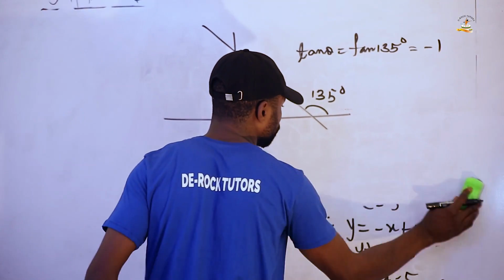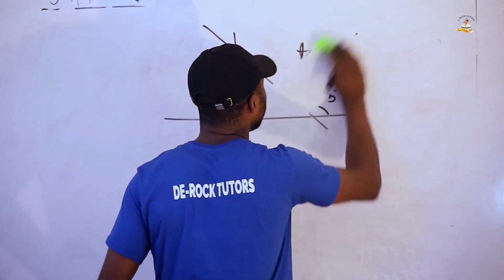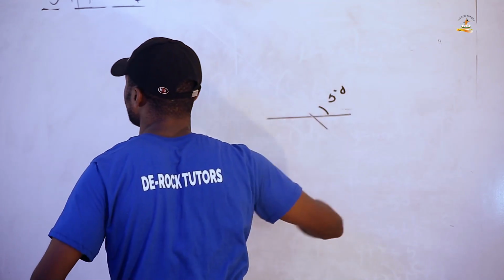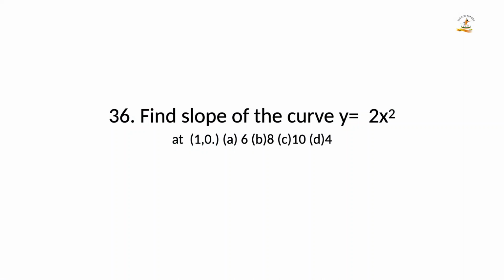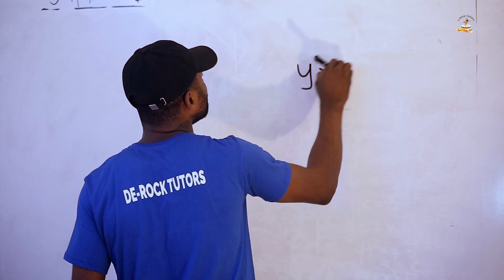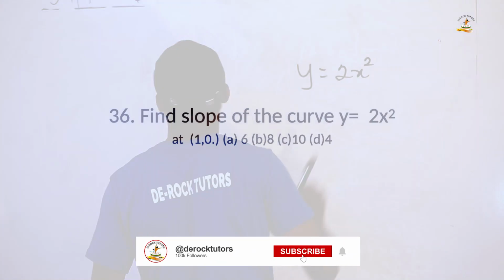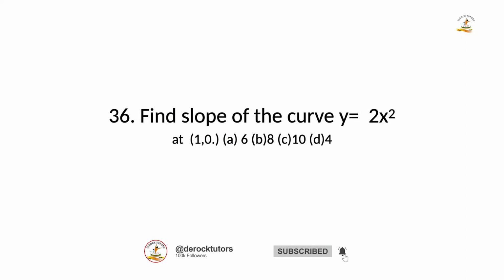We move to the next one. The next question is that we should find the slope of the curve y equal to 2x squared at the point (1, 0).